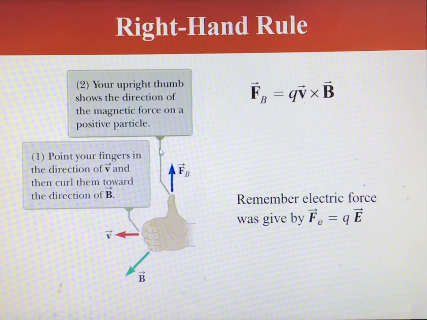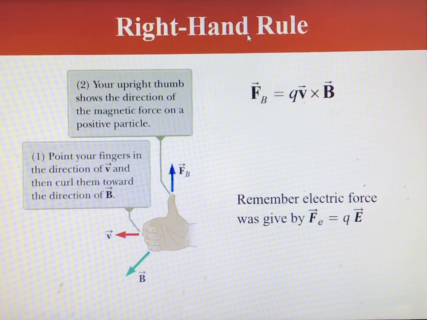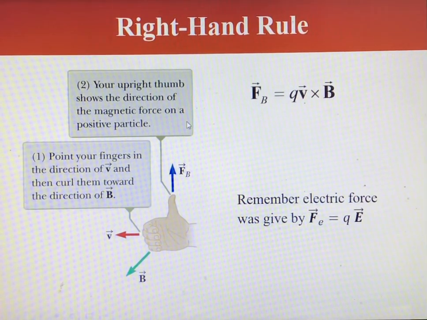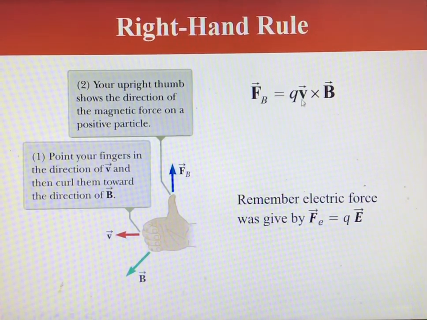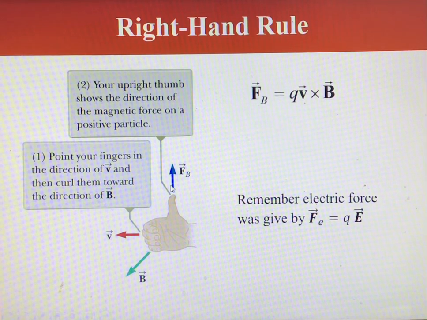All right. Now there is something that is called the right-hand rule that you can use to get the direction of the force. What the right-hand rule tells me is that if you know the direction of the velocity vector, and if you know the direction of the magnetic field vector, then you can determine the direction of the force by using the right-hand rule.